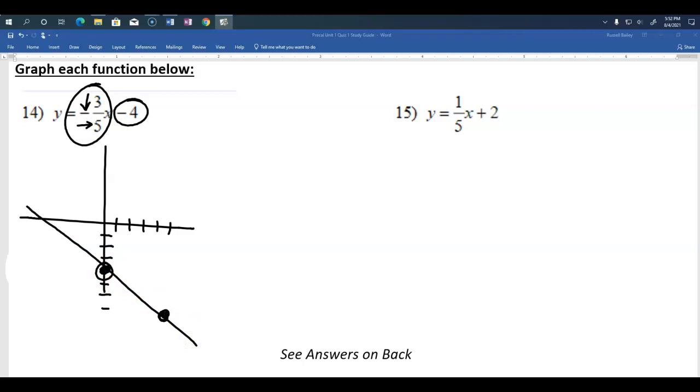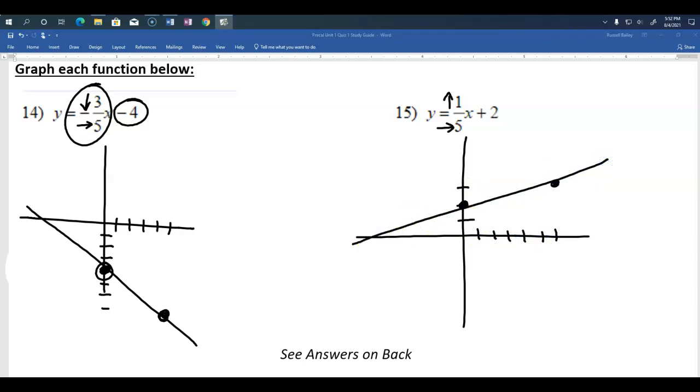Okay. Let's go ahead and take a look at number 15. Y-intercept is 2. I've got a positive slope this time, so I'm going to go up and right. So I'm going to go up 1 and right 5. And that's what that graph would look like. Let's move on to the next pair.